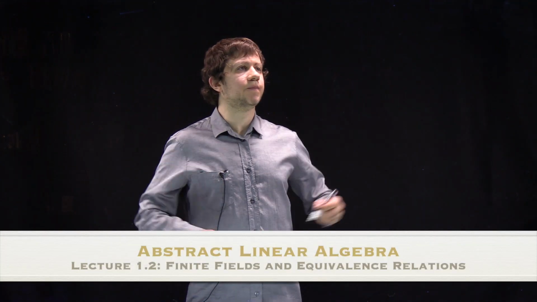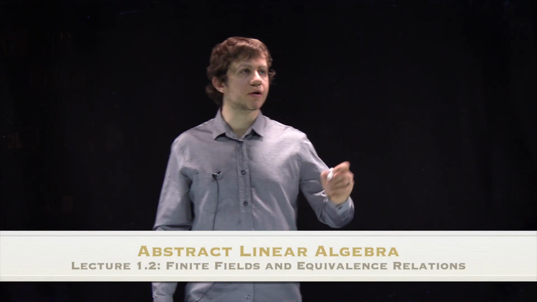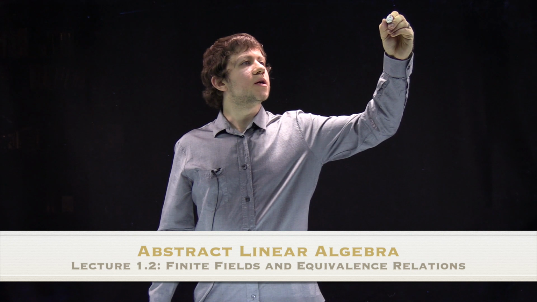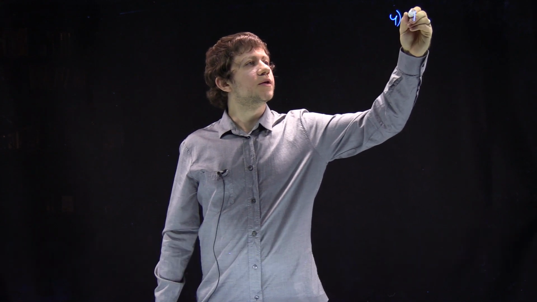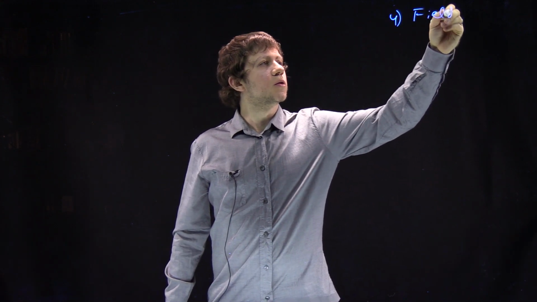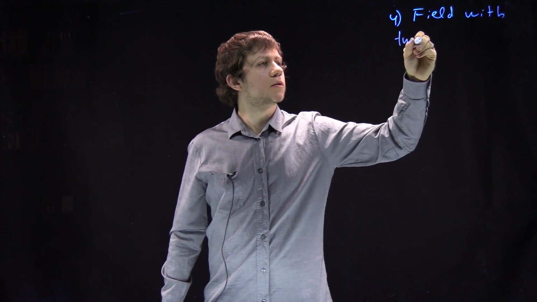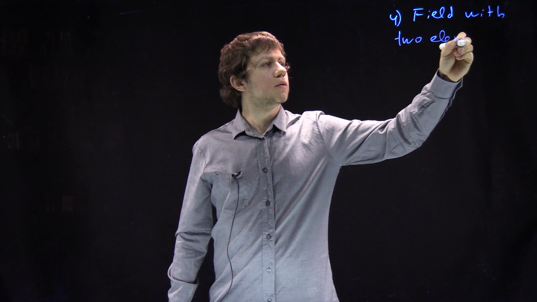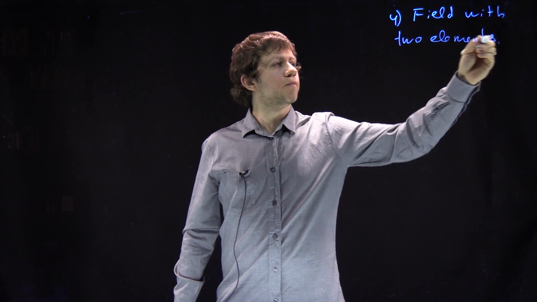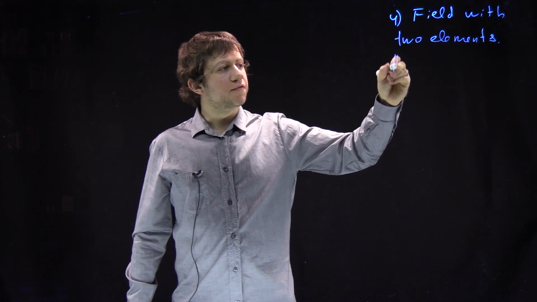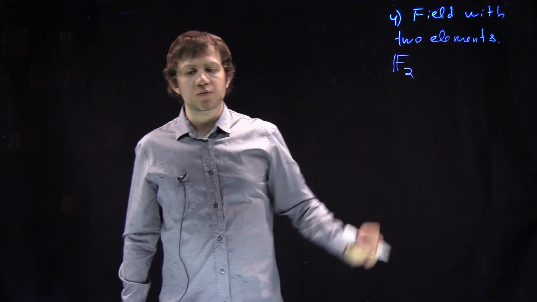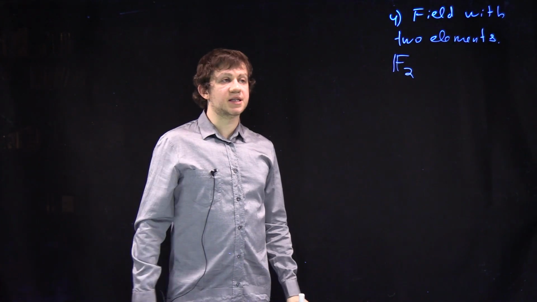Next example. Next example is a particularly fun one. So it's example number 4. Field with 2 elements. So it is denoted by F2. And what 2 elements must a field have?